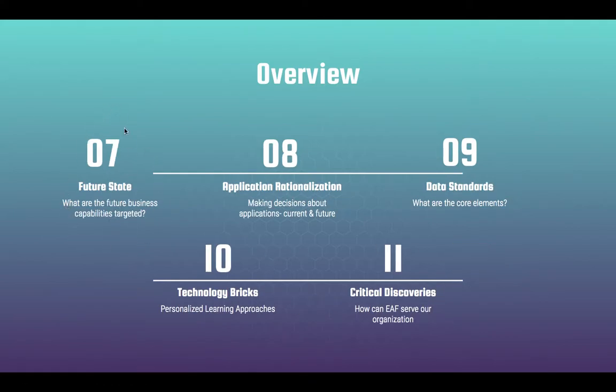Seventh, we'll look at the future state of the enterprise architecture and complete a bit of a gap analysis to help link up our desired goal with our current state. Eighth, we'll run through a quick application rationalization and how we're going to make decisions about future and current applications. Ninth, we'll look at data standards and how this can really help with enterprise architecture and making decisions about what applications and what systems to put in place.